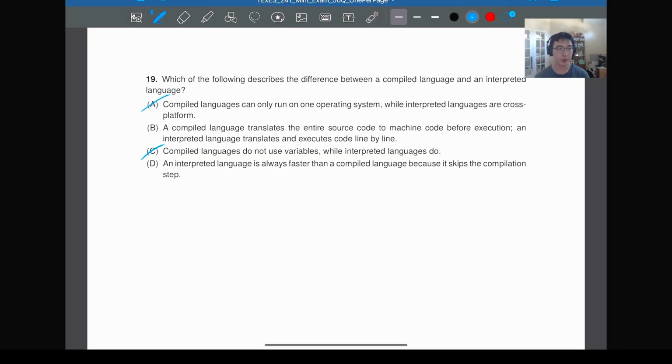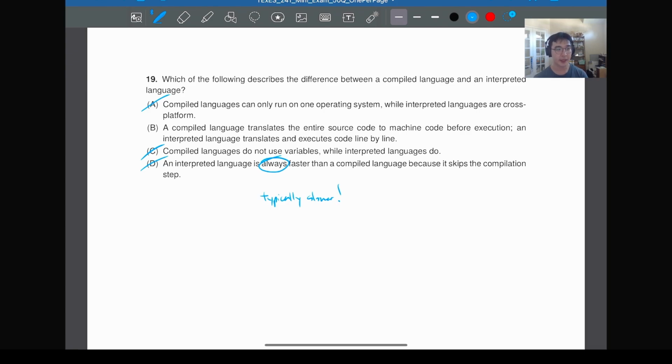Is it true that an interpreted language is always faster? Whenever you see an absolute, that's something you want to pay attention to and possibly be cautious about. Truth of the matter is, interpreted languages are typically slower than compiled languages because they execute code line by line. So actually, interpreted languages are typically slower. And that is why D is wrong.